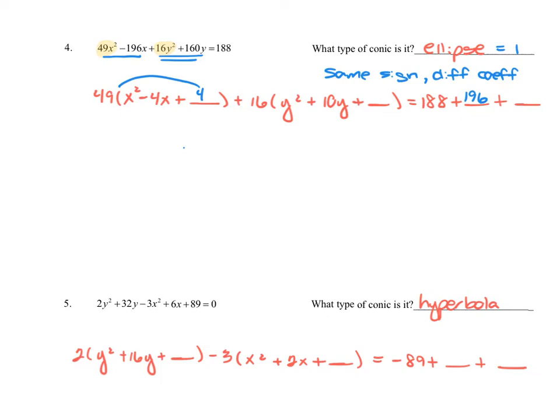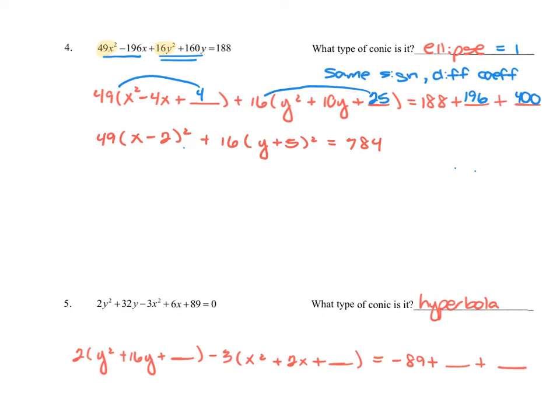In the next set of parentheses, I take my b divided by 2 and square it. That gives me a 25 in the blank. Again, anything in the parentheses has to be multiplied by its coefficient, so when I balance the equation, I get a 400. Now, the next step, we can write our perfect square trinomial, so x minus 2 squared plus my 16 and my y plus 5 squared. Collecting all my terms on the right-hand side gives me a 784.